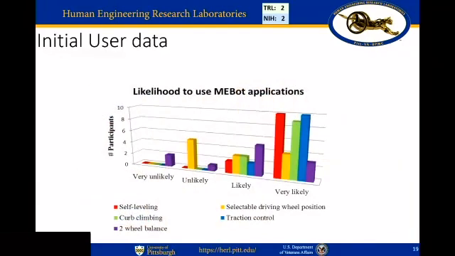So like I said, in the participatory design, it's a long word, we brought back these wheelchair users. We showed the applications demonstration, and what we gathered is that people were likely to use the self-leveling application and also be able to climb curbs. The other one that we also showed was traction control, which they would like to have when driving outside of the house.